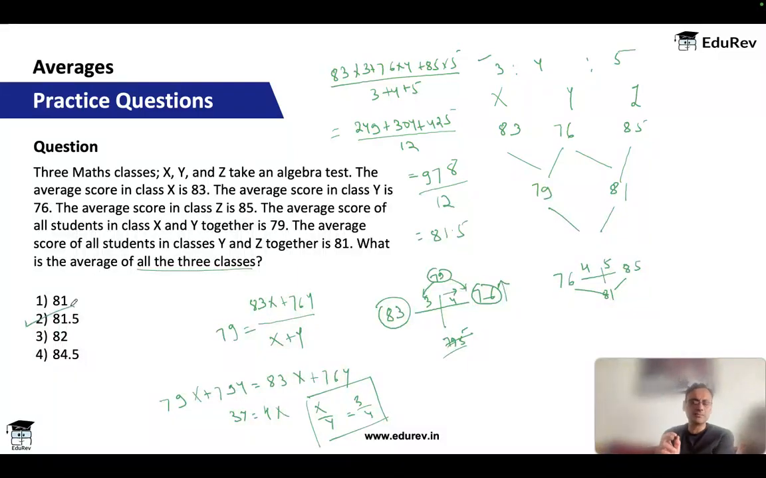So this is a classic example of a weighted average concept question. Okay, great. Let's move forward.